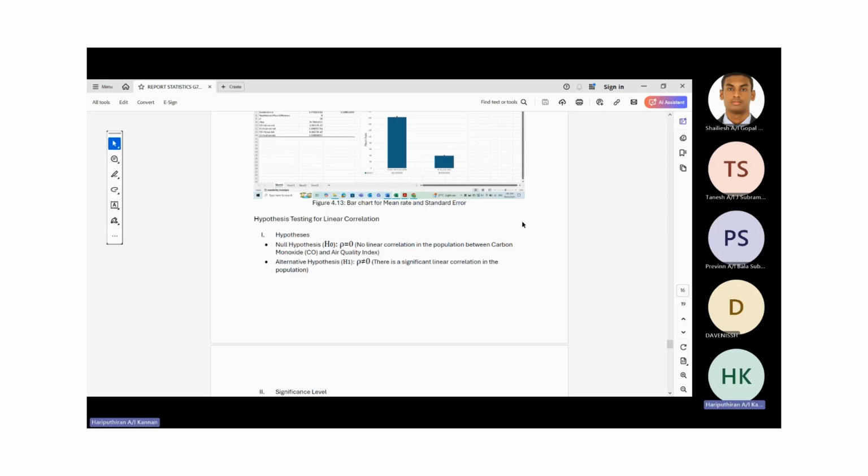However, the intercept beta 0 equal to 12.418 is not significant. P-value equal to 0.189 is more than alpha value 0.05, implying that the baseline AQI when carbon monoxide is 0 is uncertain. Thank you.